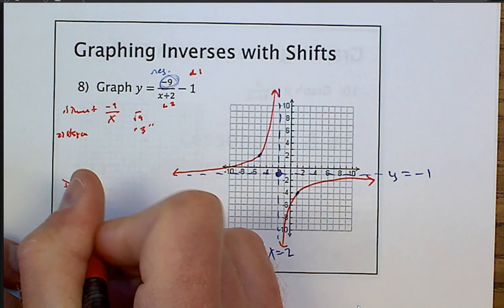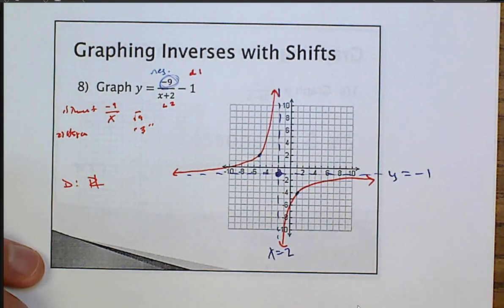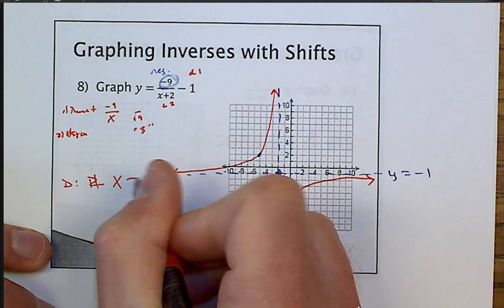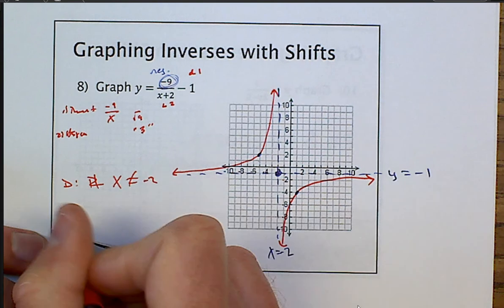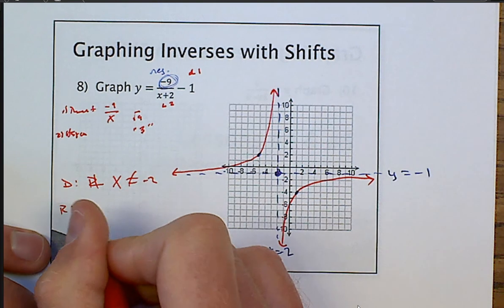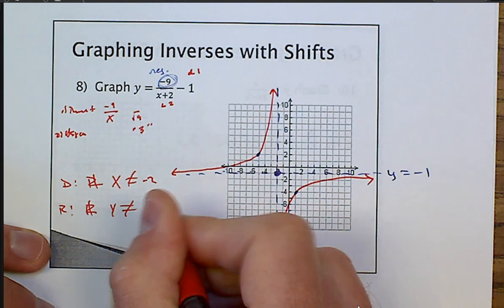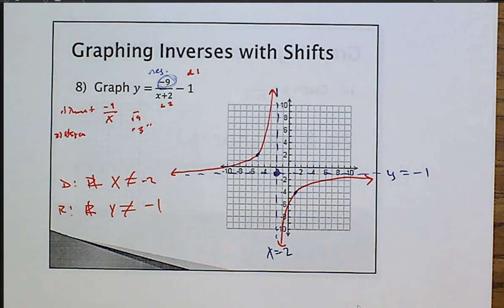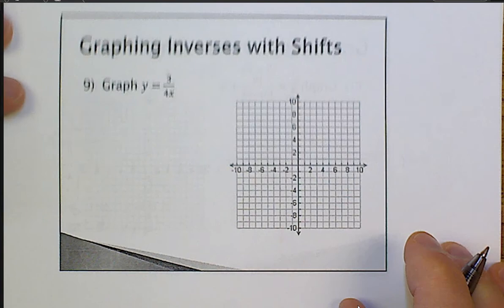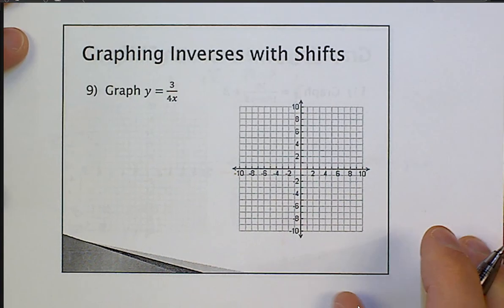Domain, all reals. What can't x be? X cannot be -2. Range, y values. Your y values are all real numbers except y cannot be -1, because I had a shift down 1. There you go. Okay?